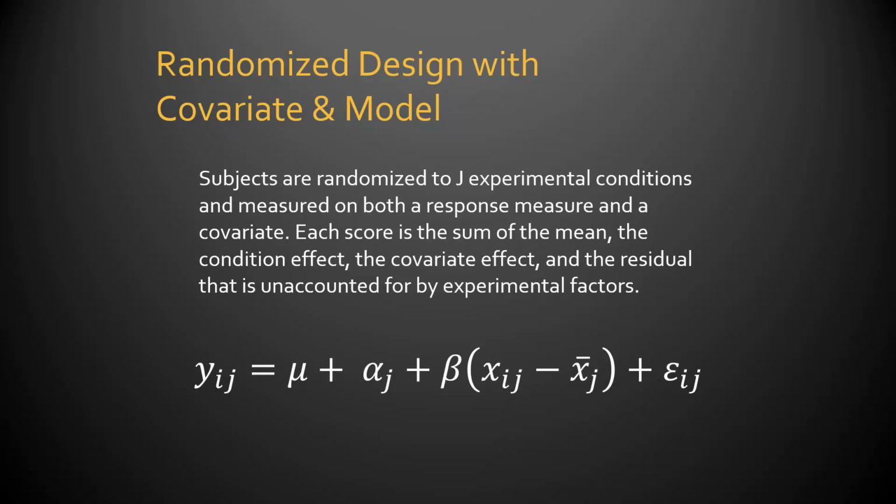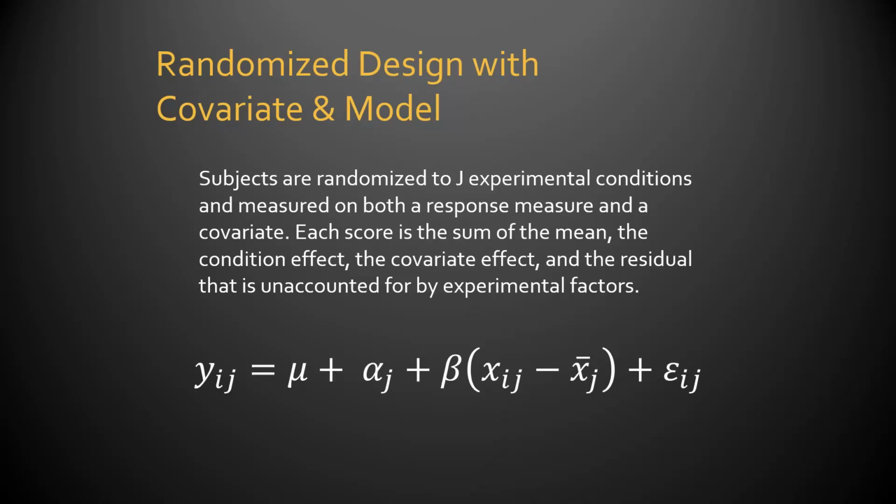We have a score for the ith person in the jth condition. Now that condition is a between subjects condition. We have mu, the mean of all the scores, plus the effect of being in condition J. That is what's primarily of interest to us, is what is the effect of being in condition J? Does it take me below the mean? Does it take me above the mean? And we have as many alphas as we have levels of that between subjects factor.